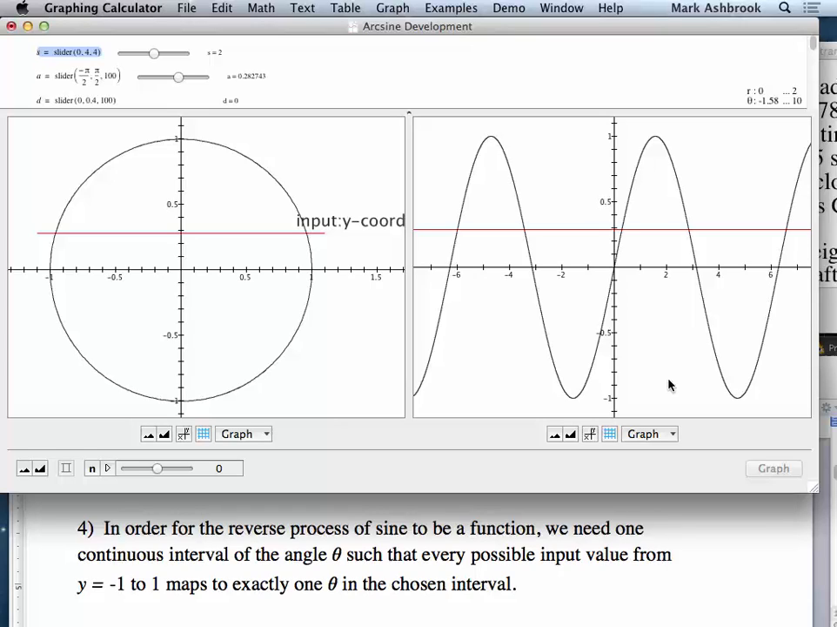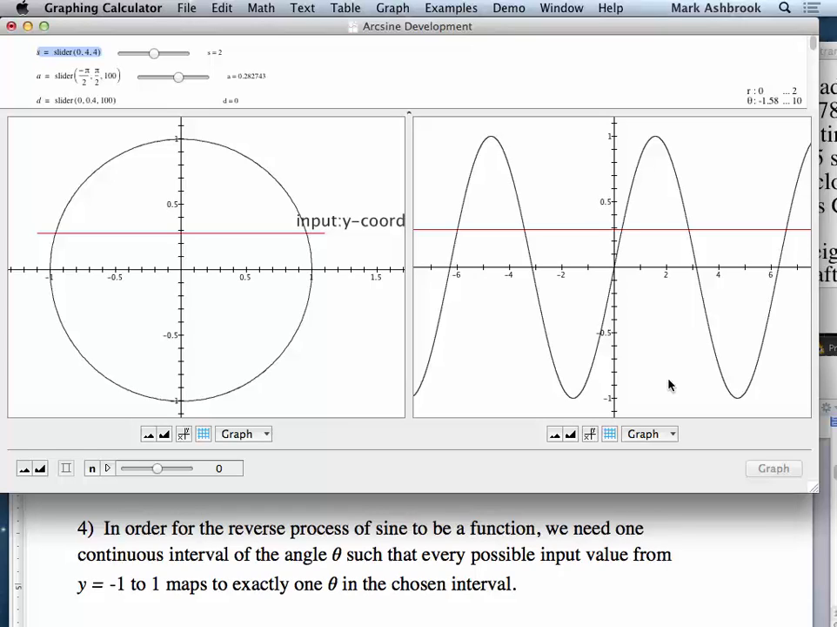Has anyone not seen this before? That's actually kind of good if you haven't ever seen this before. You've all seen this before. Okay, I know, but just the reverse process of sine. Do you remember it? Not really. Okay, so not really. So can we figure out one interval of the angle such that every input from -1 to 1 is assigned just one of those angles?